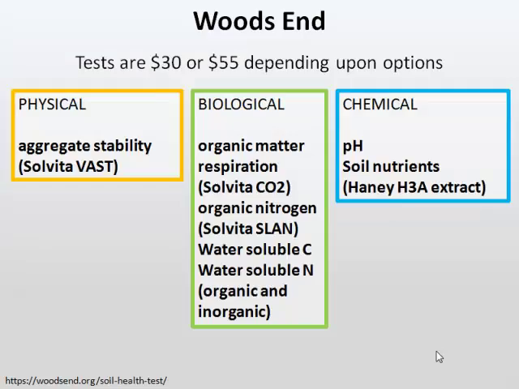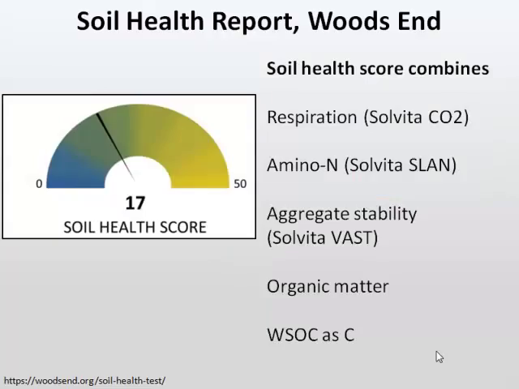Are these the same things as we found in the Cornell tests? There's aggregate stability, measured a different way, actually a pretty different measurement. There's some biology, there's that respiration, organic matter, those were in Cornell, but all this other stuff is different. And then pH, and then nutrients measured not with what Cornell does, which is a modified Morgan extraction. This is a different extractant, a newly developed H3A extractant that's part of the Haney test. Okay, so again, different methods, certainly not standardized between labs.